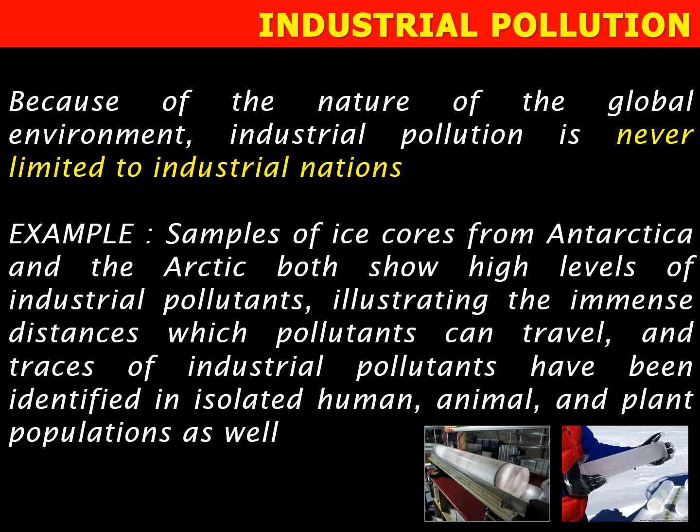Because of the nature of the global environment, industrial pollution is never limited to industrial nations. This means that non-industrial regions might also be polluted. For example, samples of ice cores from Antarctica and the Arctic both show high levels of industrial pollutants, illustrating the immense distances which pollutants can travel, and traces of industrial pollutants have been identified in isolated human, animal, and plant populations as well.